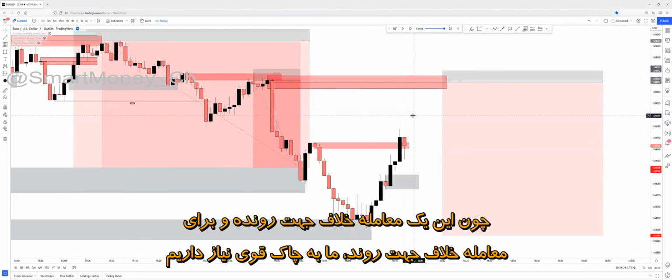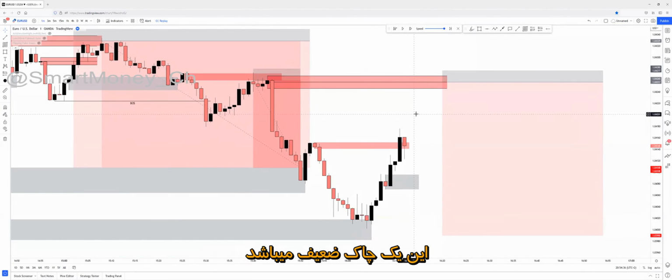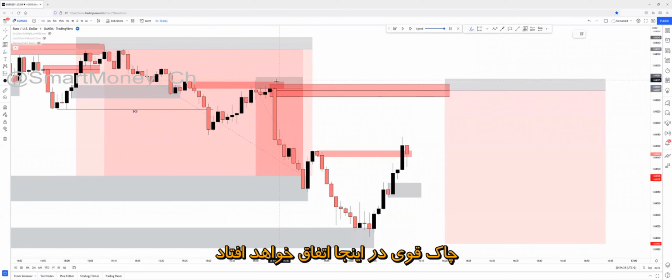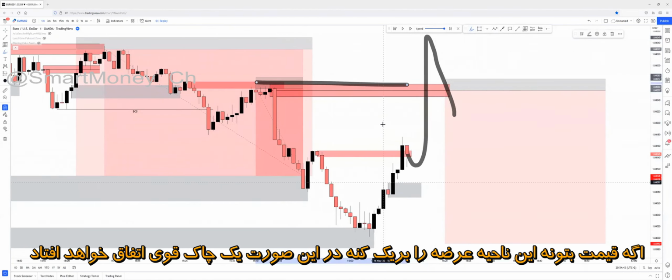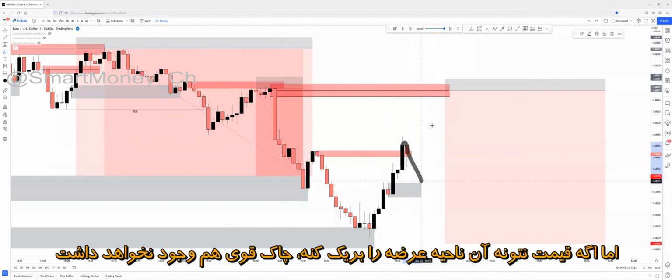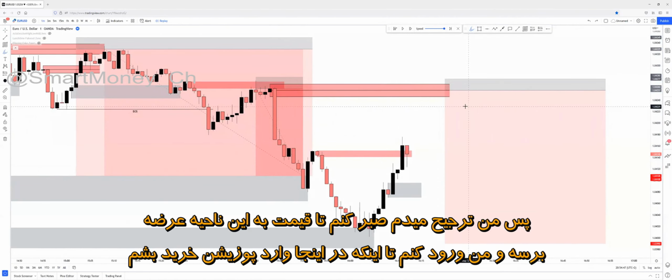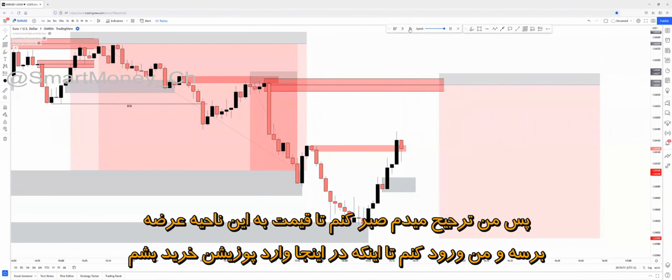For a counter-trend trade, we need a strong change of character, right? This is a weak change of character. A strong change of character would happen here. If price can break above this supply zone, there will be a strong change of character. If it can't, there won't be. So I'm rather waiting for a supply opportunity on this trade than just entering in a long trade.